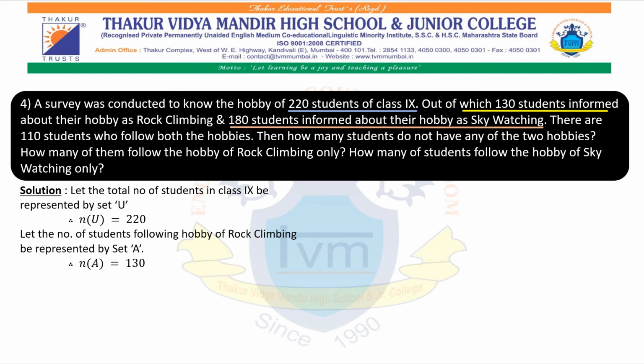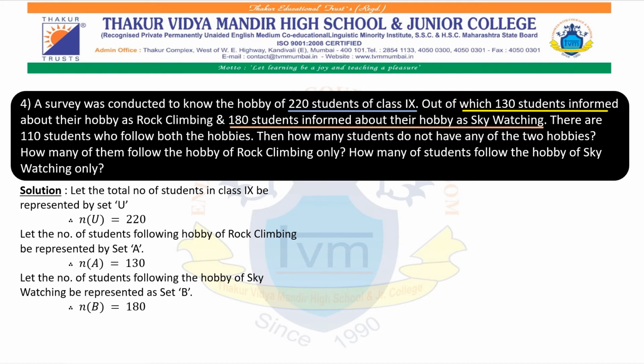Then they had informed us 180 students informed about their hobby as sky watching. This group of students we will take it as set B. We will write let the number of students following the hobby of sky watching be represented as set B. Therefore, n of B equals to 180. 110 students who follow both the hobbies.